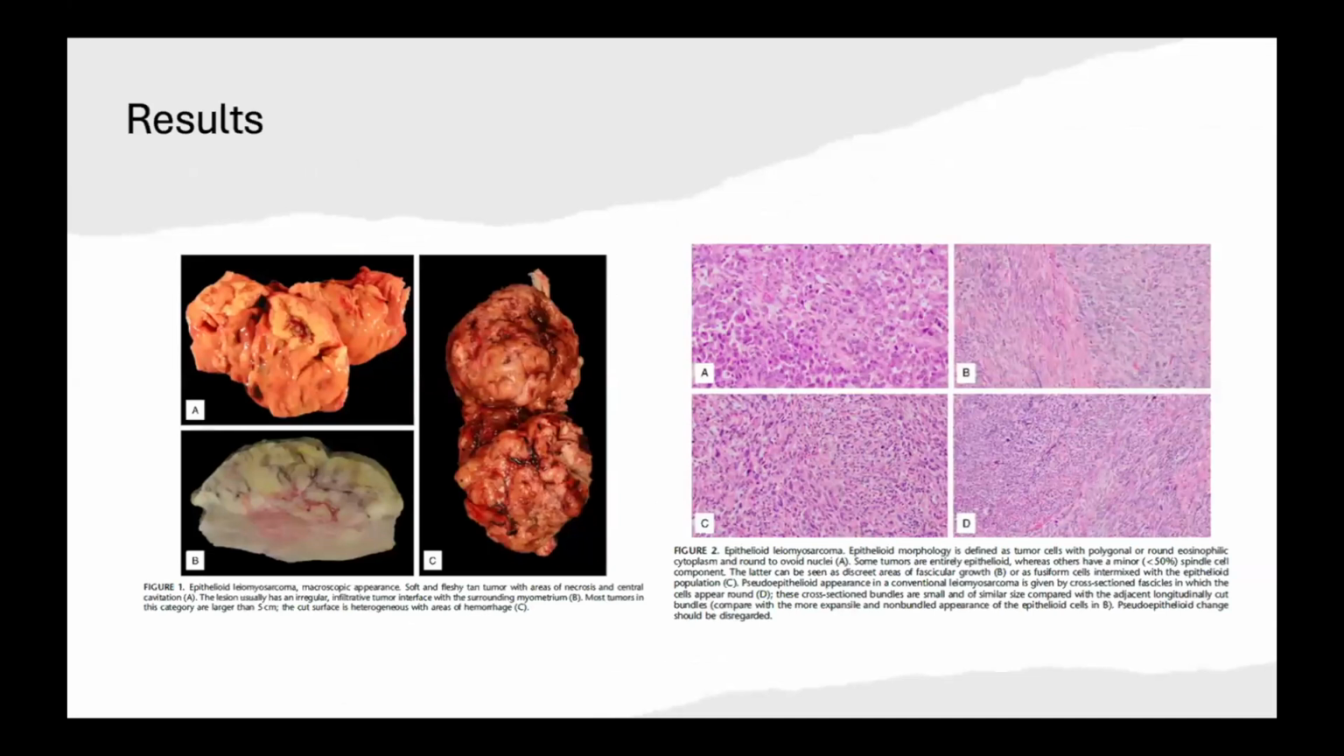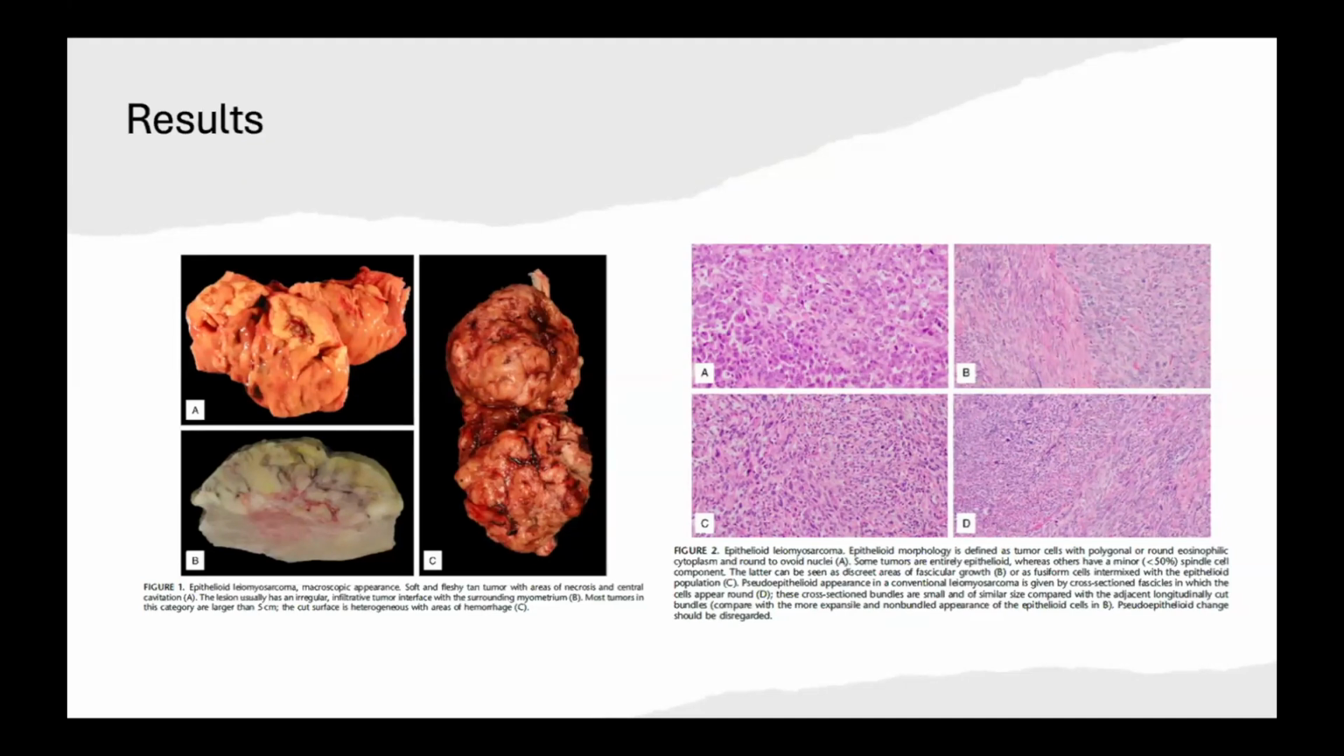This picture on the left is showing what these lesions look like grossly. They're a soft and fleshy tan tumor. They have areas of necrosis and central cavitation, as you can see in both of these photos. On the right-hand side, this paper made a strong point to determine their criteria for calling epithelioid morphology, like what the cells had to look like. The definition was that they had to be polygonal or round, relatively pink and eosinophilic, with round to oval nuclei.